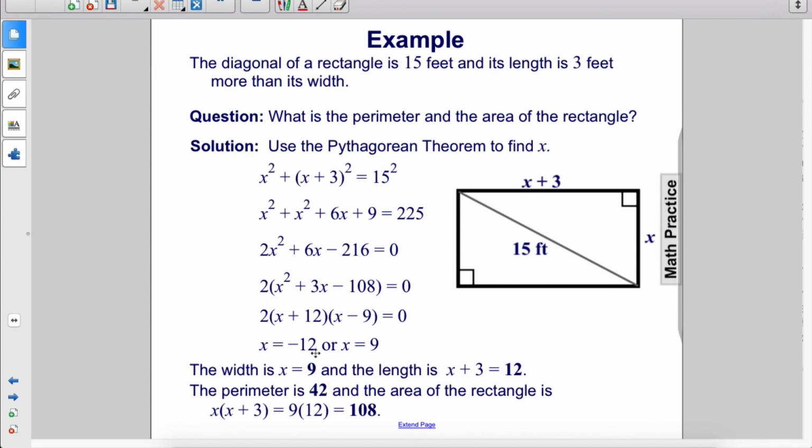We get that x is negative 12 or 9. So we're going to use the positive result since we're dealing with areas and lengths. So the width is 9, x, here, and the length is x plus 3, which is 12. The perimeter is 42, and the area of the rectangle is x times x plus 3, which is 9 times 12 when you plug in 9 for x, and that equals 108.